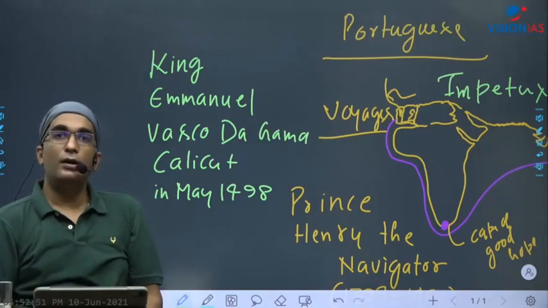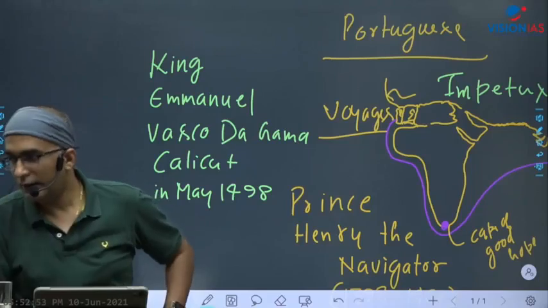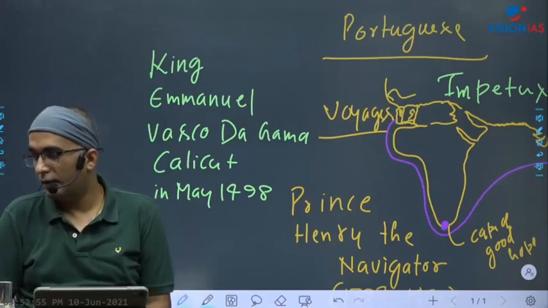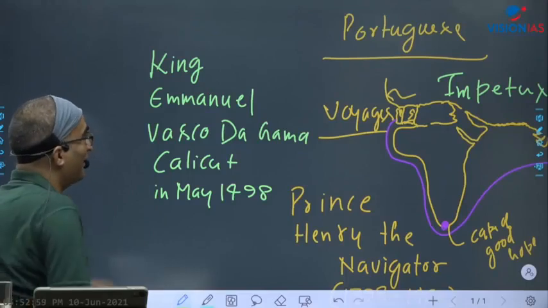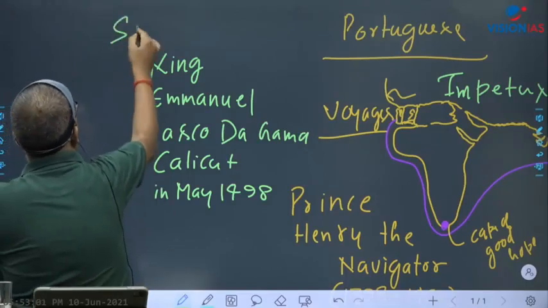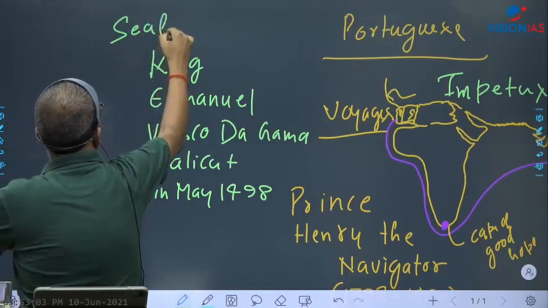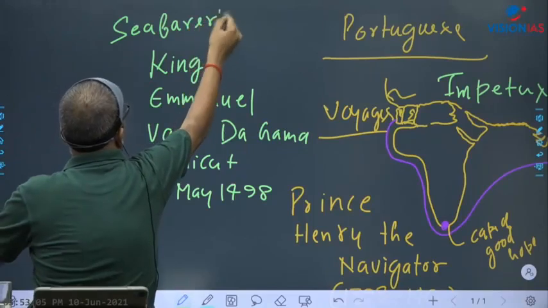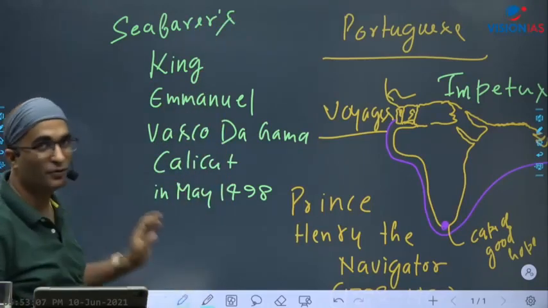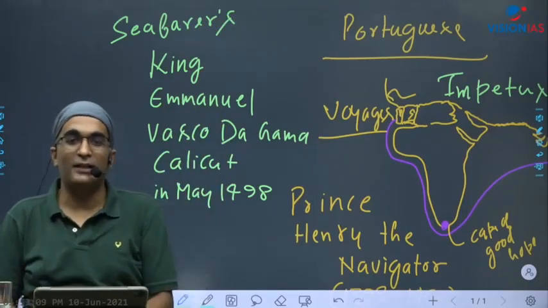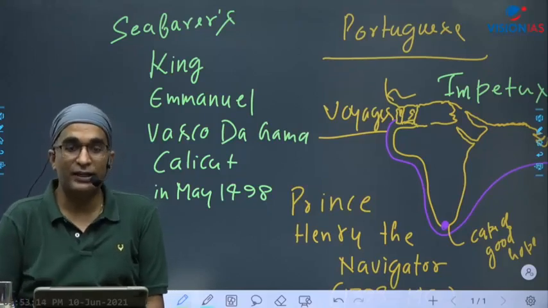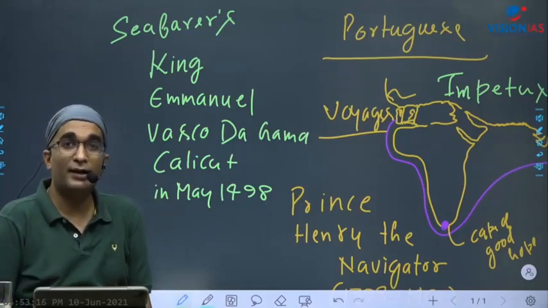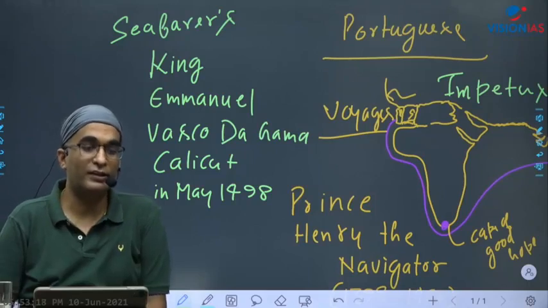Now listen. It's not "farers", let me write "seafarer". Seafarers. That's okay, so you can correct the spelling. Now listen. So Vasco da Gama, he landed in Calicut, and then he was given a grand reception by the Zamorin rulers of Kerala.